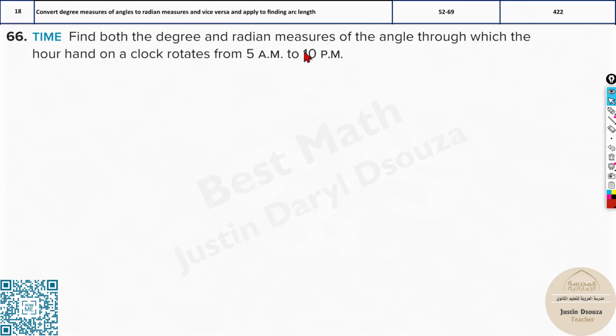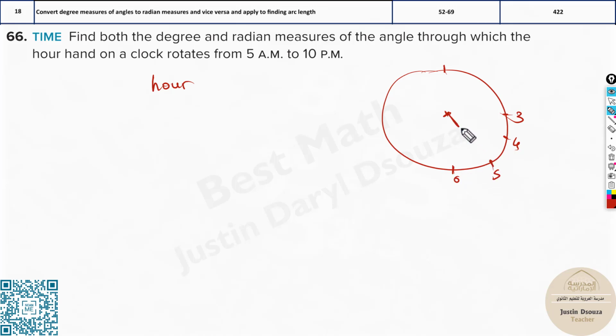Now, again, some real world problem. Find both the degree and radian measures for the angle through which the hour hand of the clock rotates from 5 a.m. to 10 p.m. Now, look over here. They have clearly told we are not finding the arc length or anything, just the hour hand. Hour, 1 hour, 2 hours, 3 hours. So here it is 4, this is 6, and this is somewhere 5.